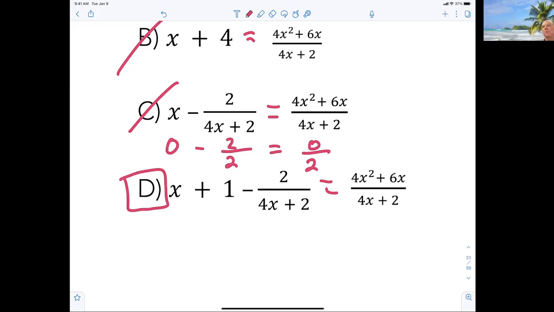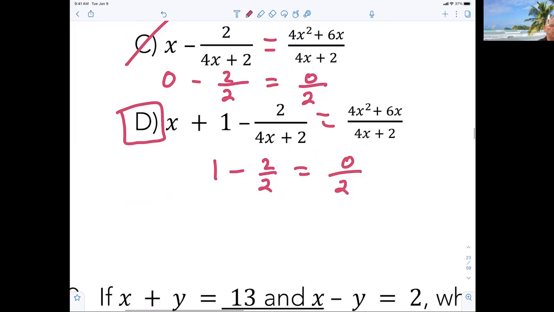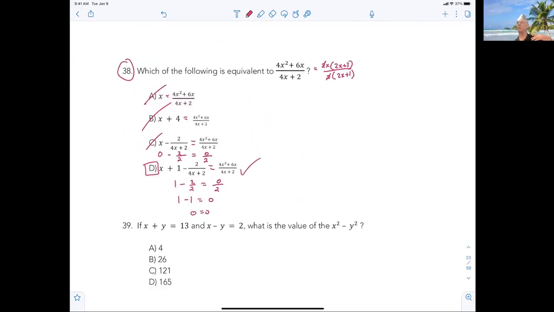Now I'm just going to test it. So I'm plugging zero in, 1 minus 2 over 2. Does that equal 0 over 2? Well, 2 over 2 is 1. So I knew the answer was D. So anytime they say equivalent and you're given fractions, you can plug in any number and both the fractions should equal the same thing. All right. Does everybody agree with that? All right. Hopefully that helps. That one was a really hard problem for kids. Really, really hard.